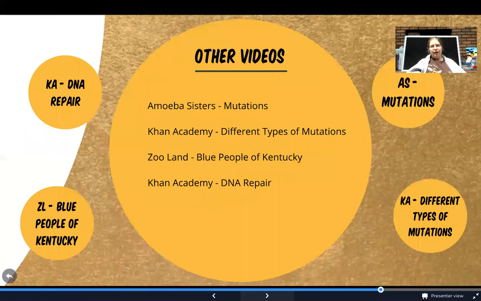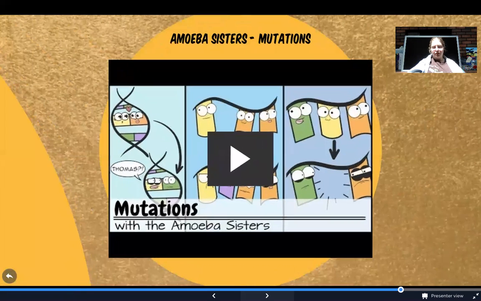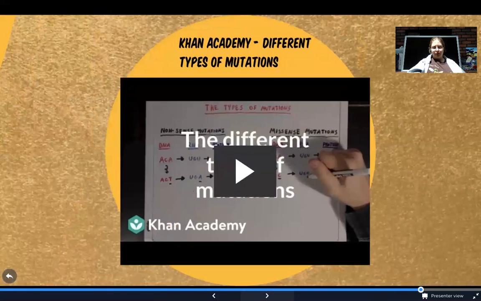All right. And then we have some other videos. We have the Amoeba Sisters. They're great. I know it's kind of silly and whatnot, but they do a great job of visually showing as well as breaking down the information, so it's very much understandable. Khan Academy, they have a lot of good information too about the different types of mutations.